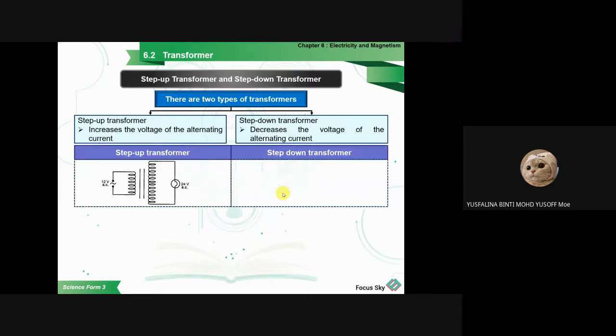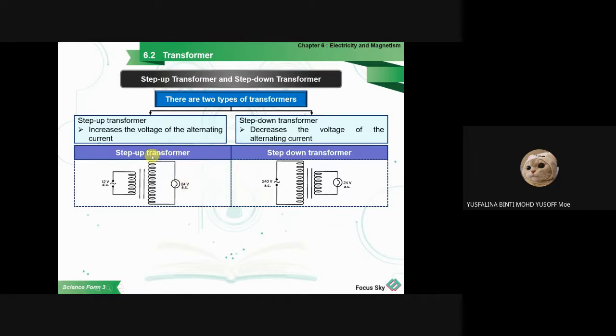So this is the symbol of the step up and the step down. You can see here for the step up, the number of turns in the primary coil is much less than in the secondary coil. This means when the coil turns increase, the voltage also increases. From here you can see 12 volt. The input of the alternating current is 12 volt, and after it is transferred to the secondary coil, it becomes 24 volt.